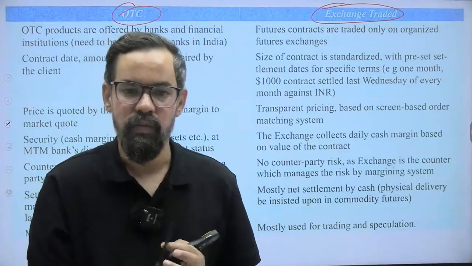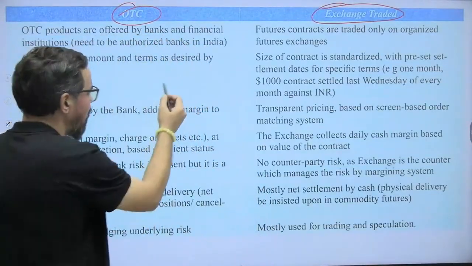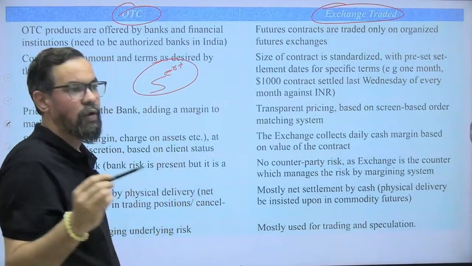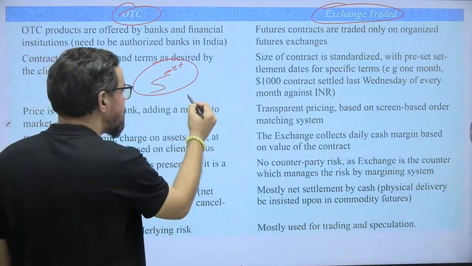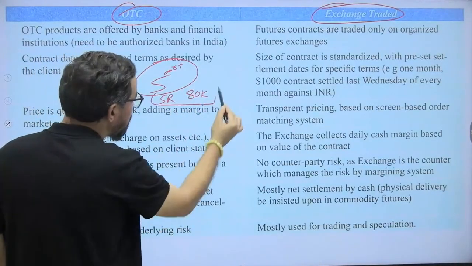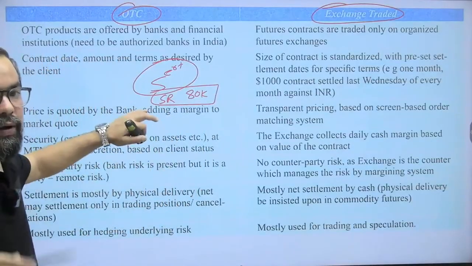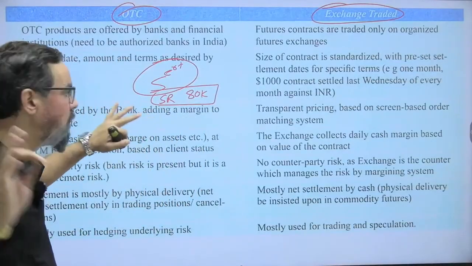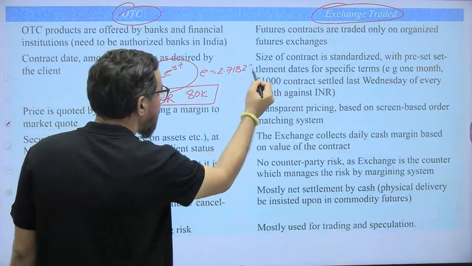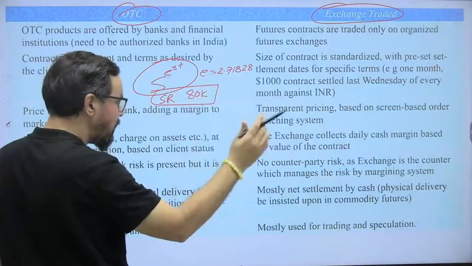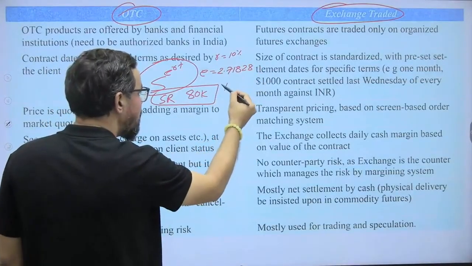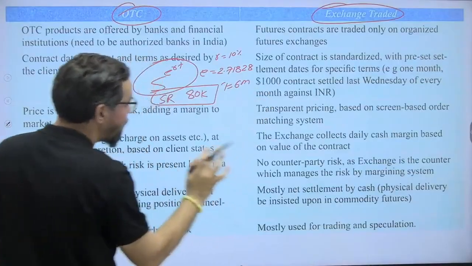Let's say we use one simple formula called S e^(rt). S is the spot price. Let's say for gold, the spot price is supposed to be 80,000. Now, let's say you are calculating the gold price for a 6-month contract. e is the exponential value 2.71828. r is the return, let's say 10%. t is the time duration, let's say 6 months. So what is happening here?